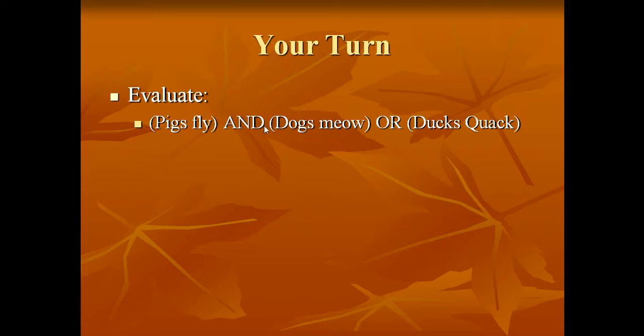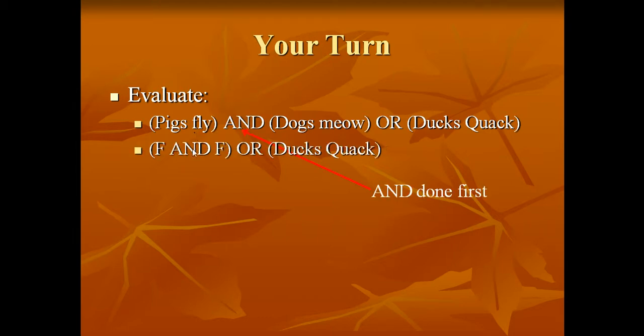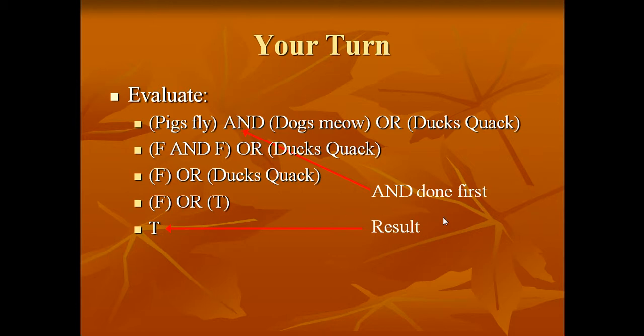This time there's two different operators, and it just so happens that the "and" is first, but that has the highest precedence even if the order were switched. So "and" is going to come first. Pigs fly, that's false, and dogs don't meow, that's false. So the result here is a false statement. Then I'm going to apply the "or" operator. So ducks quack is true, false or true, that's a true statement. So overall, this one would be a true statement.